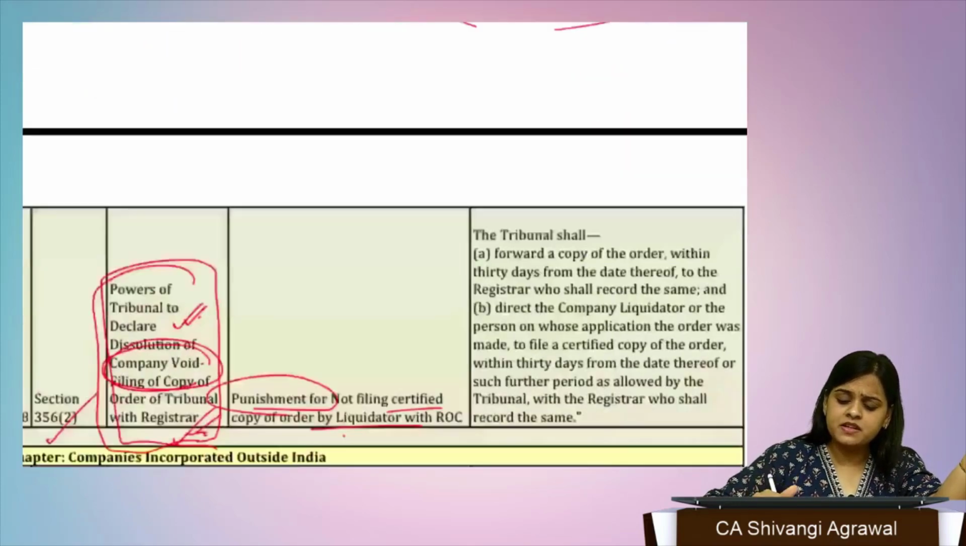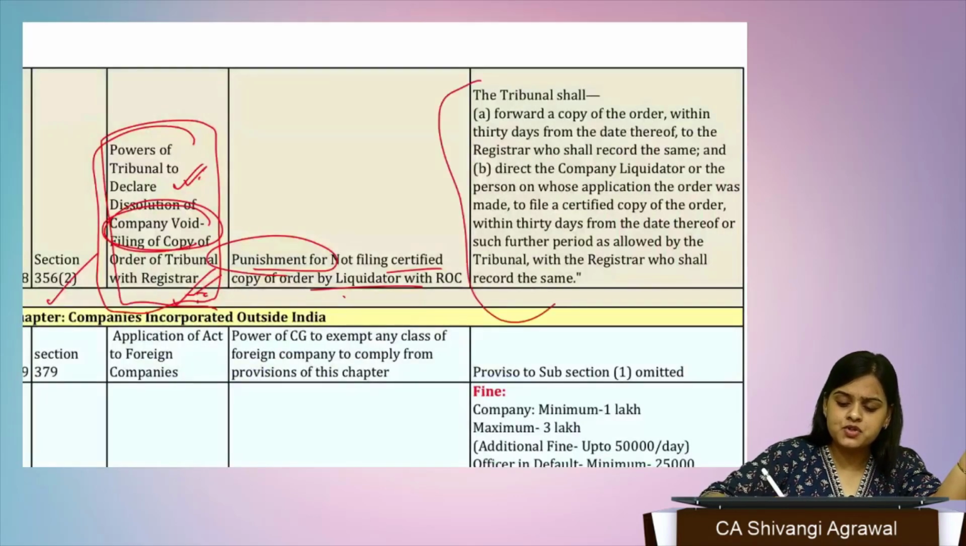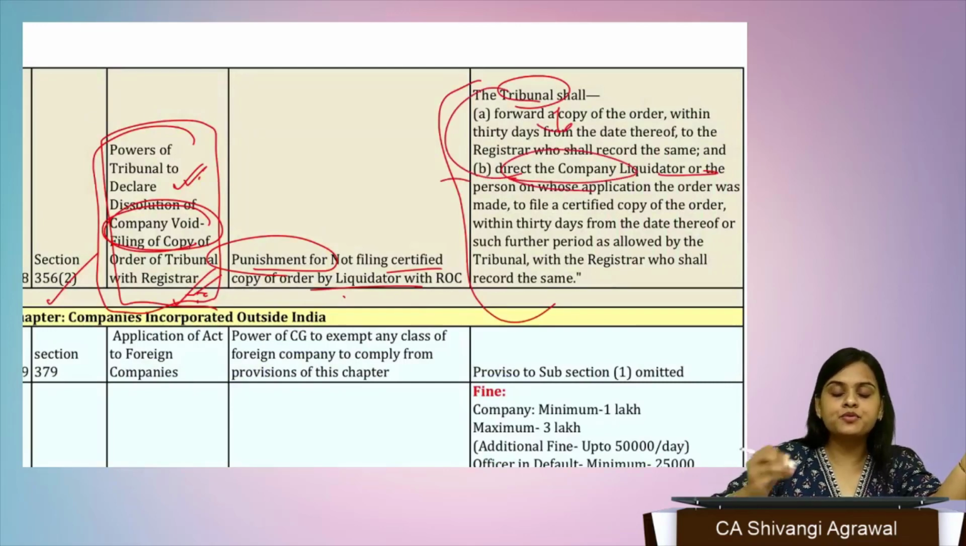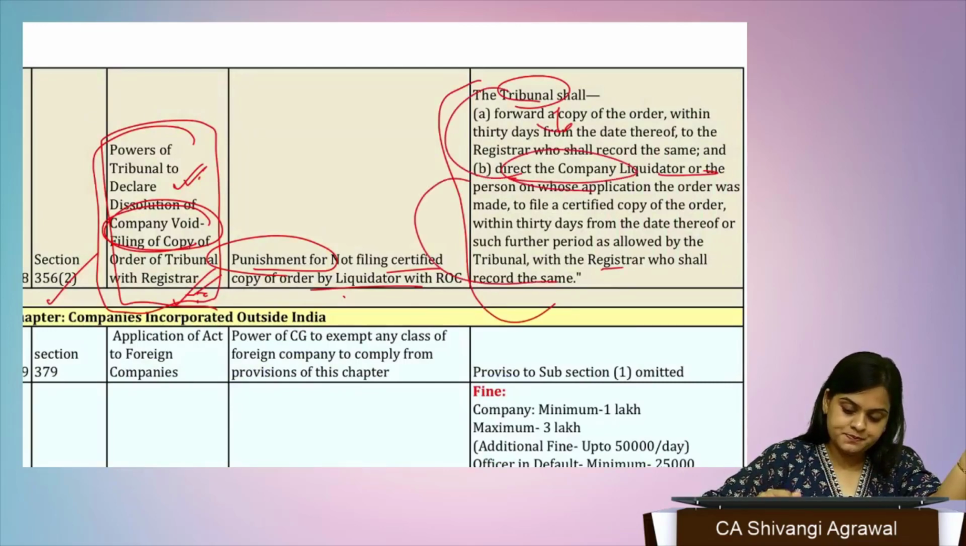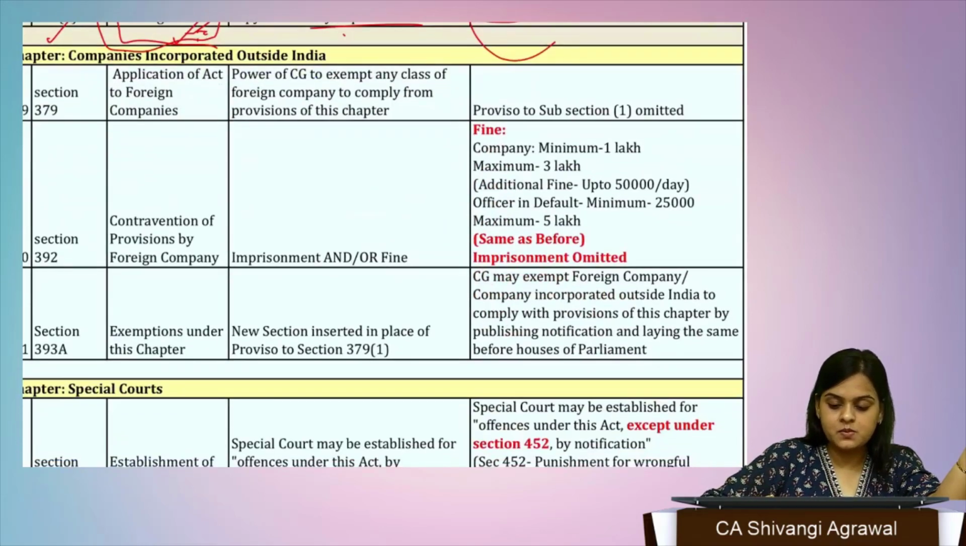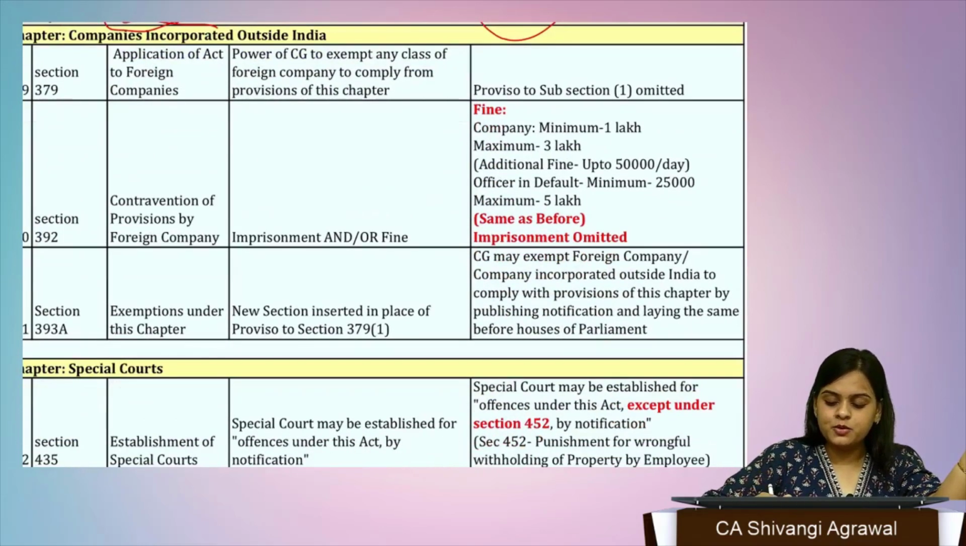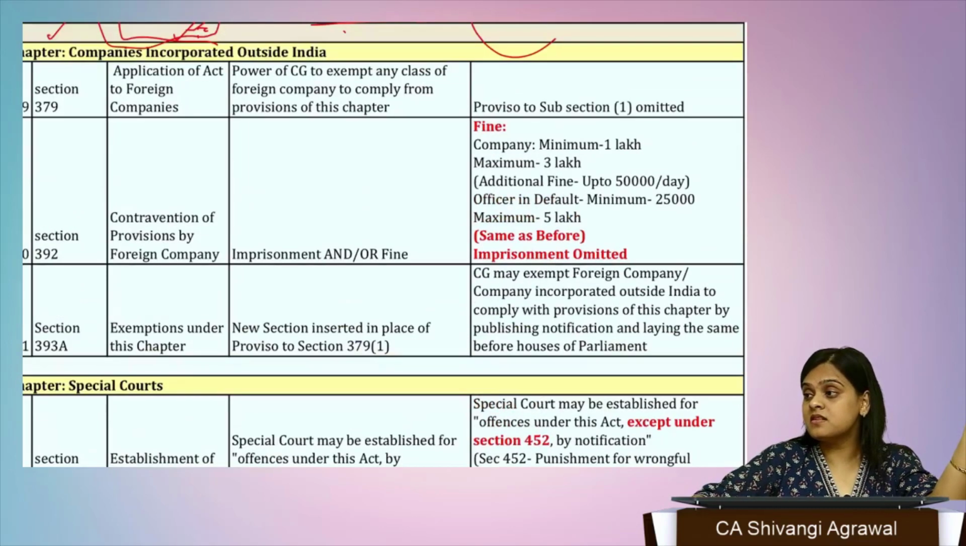same thing has been incorporated over here also, that the tribunal will also forward a copy and the tribunal is going to direct the company liquidator also to file a copy. Here, simple and easy ones. I told you maximum amendments are only change of penalty.